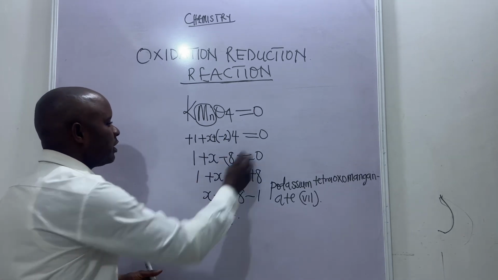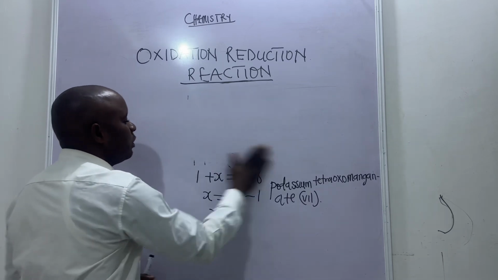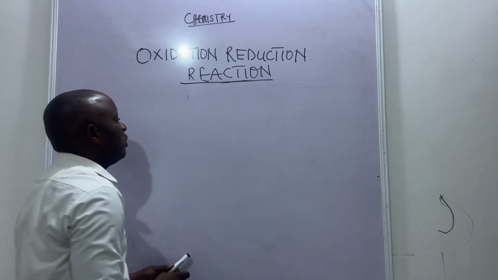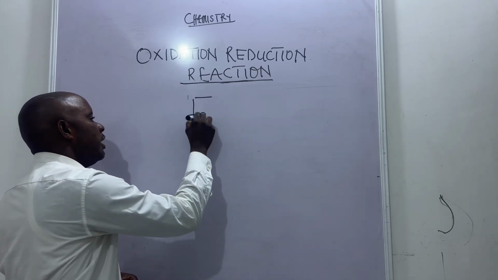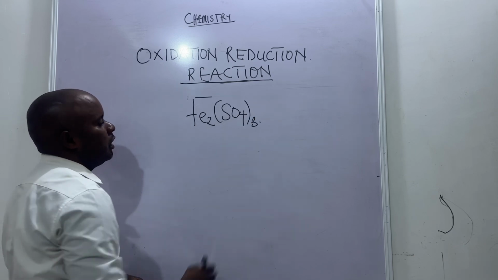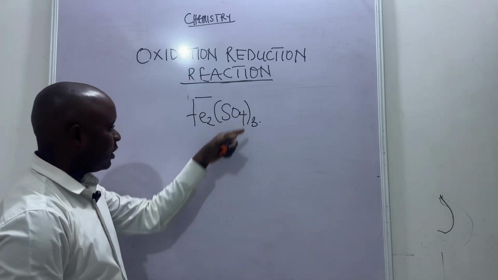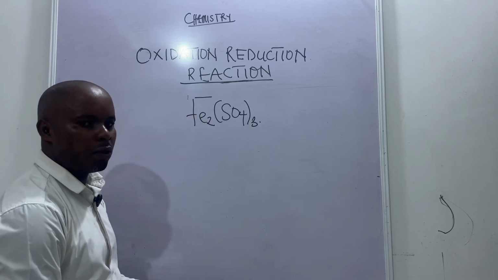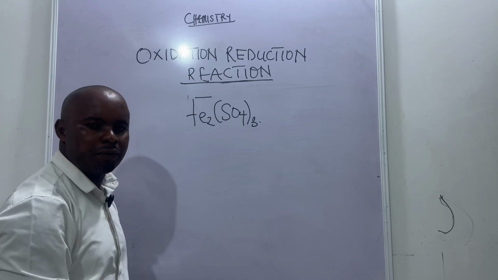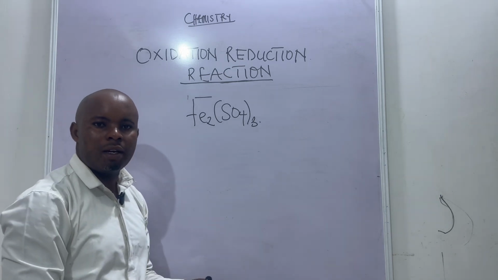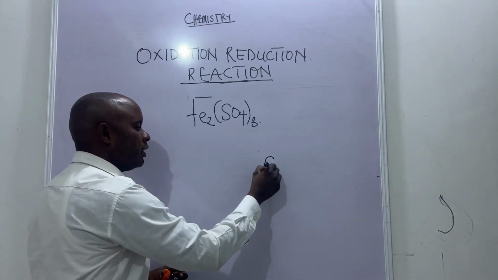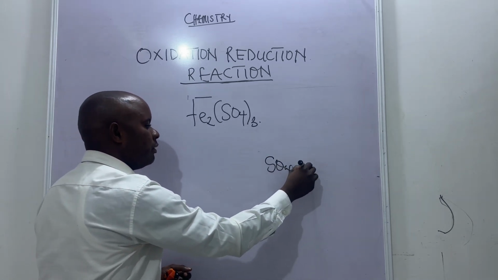So we are going to go for more examples. Let's go to more examples. Let's talk about the oxidation state of this compound, Fe2(SO4)3. So this is a compound that is given to us. We say let's determine the oxidation state of this compound. For this, I'm going to take this place as a radical. A radical is a group of atoms that come together and react as a single entity. So in this aspect, the oxidation state of this sulfate will be taken as -2.